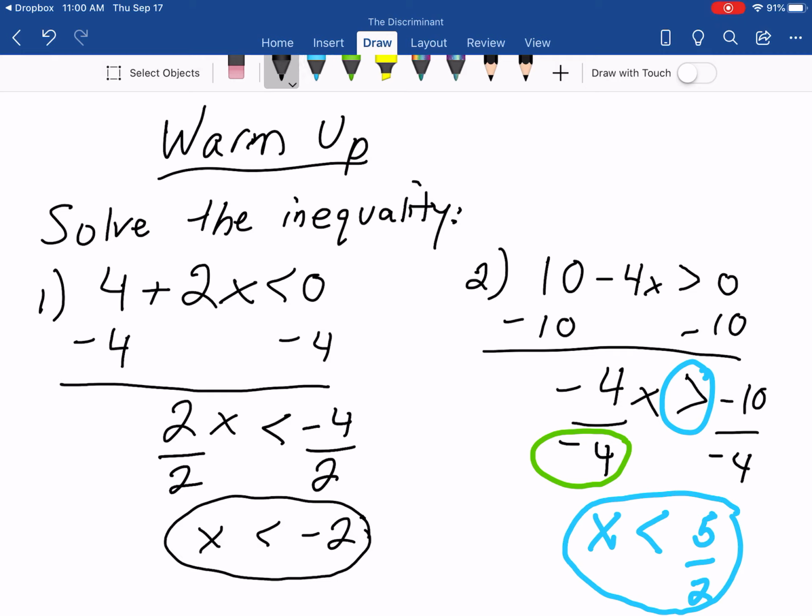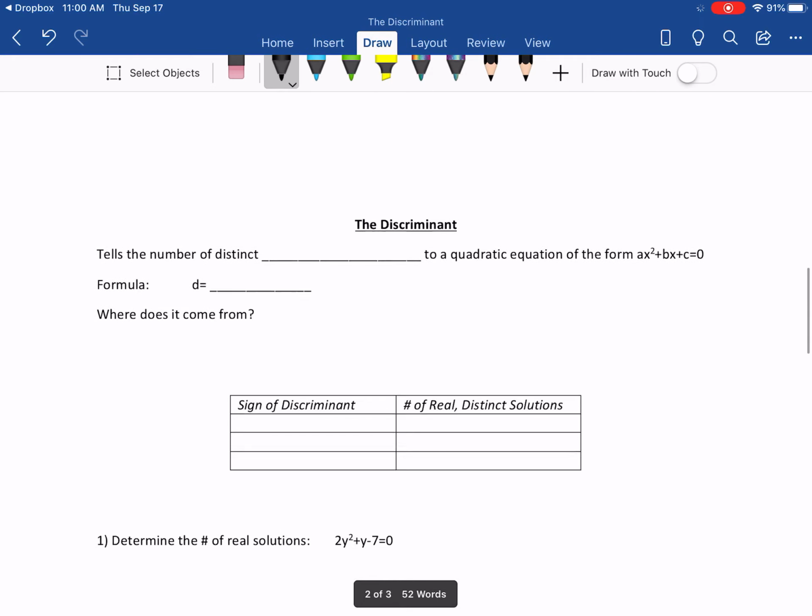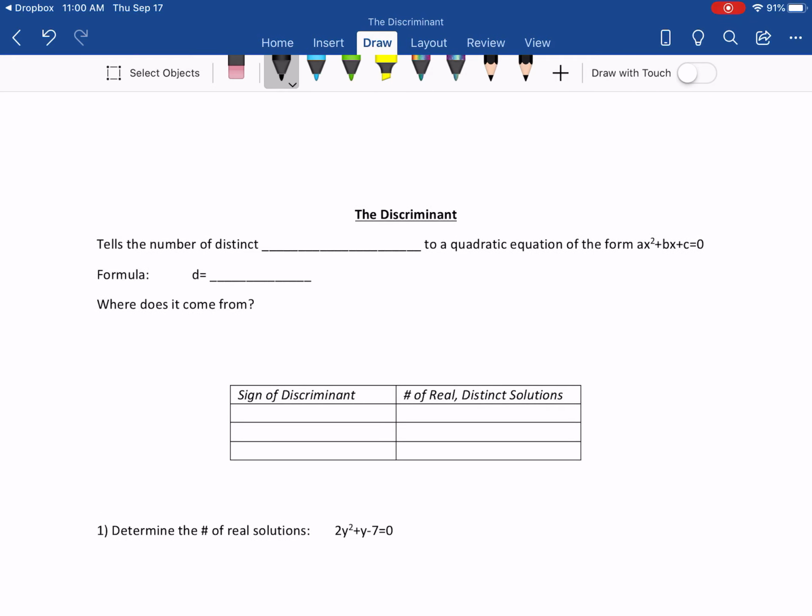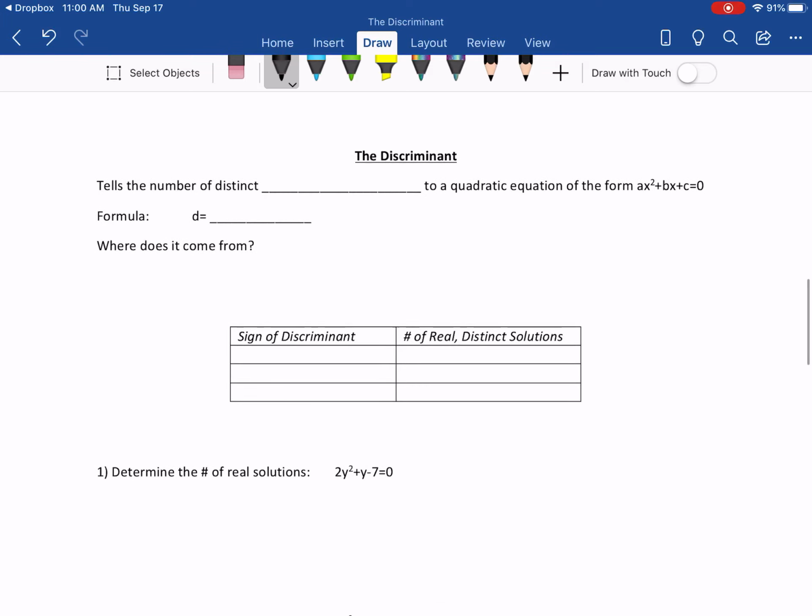Okay, so let's get into the lesson. You did an activity on the discriminant, and hopefully learned the basics. So we're going to go through a little more advanced material on the discriminant. Okay, what is the discriminant? The whole purpose of the discriminant is it tells the number of distinct real solutions. All right, so sometimes we don't want to actually solve a quadratic equation, we just want to know how many real solutions it's going to have.